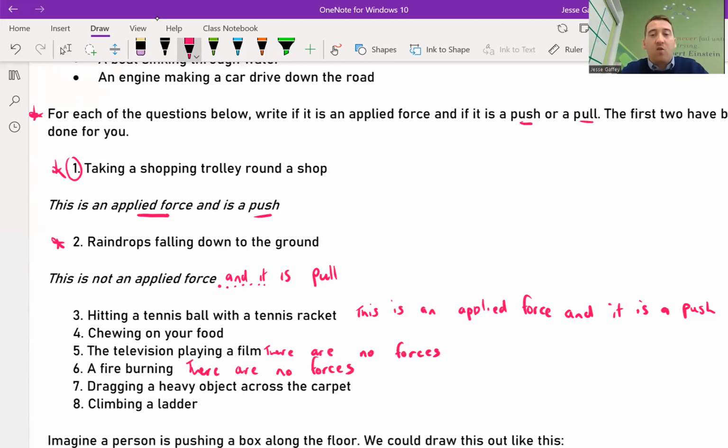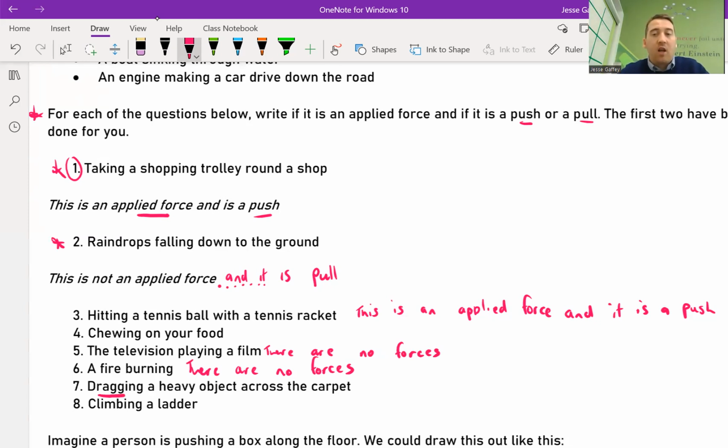Dragging a heavy object across a carpet. All right, this one should have been pretty easy compared to 5 and 6, I think. This is an applied force. You've got to grab the heavy object to make it move, and you're pulling it if you're going to drag it. The key word here is dragging, so you need a pulling force to drag it.